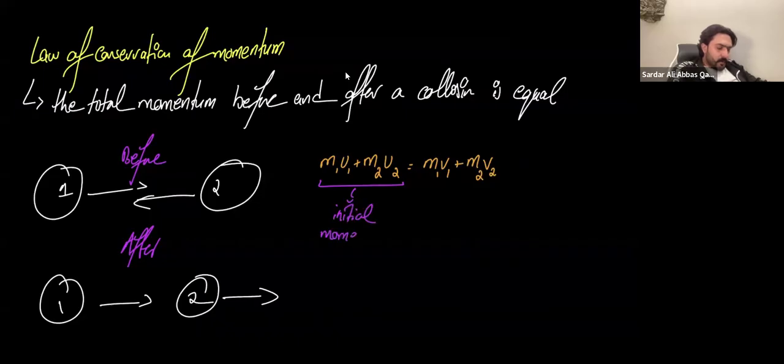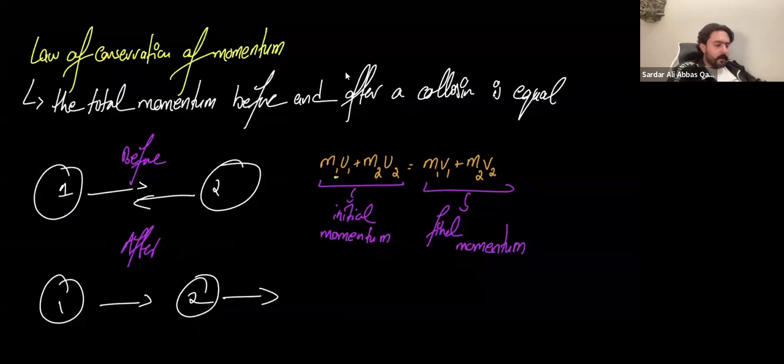It represents that the initial momentum, because as you can see, we have the initial velocity. U1 and U2 are the initial velocities of object number one and object number two. And this represents the final momentum. Now, one thing you need to know is that this 1 and 2 are written in subscript. These are not mathematical values. What do I mean by subscript?